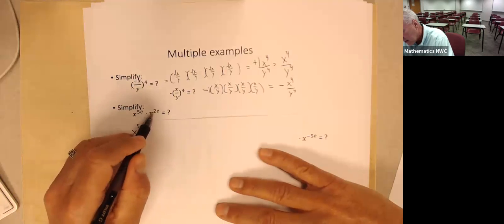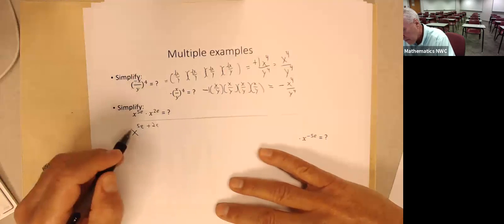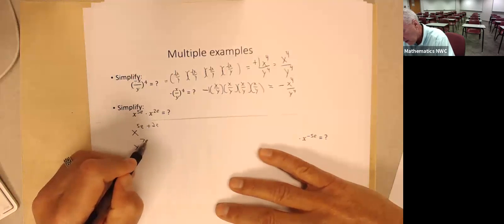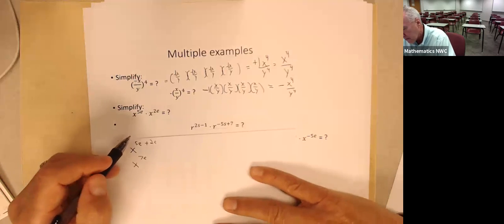I add it to that exponent, which means 5e plus 2e is 7e. That would be my answer.